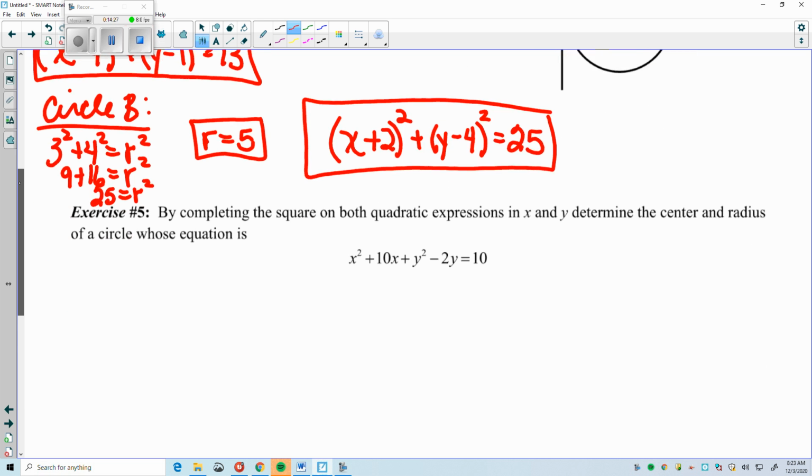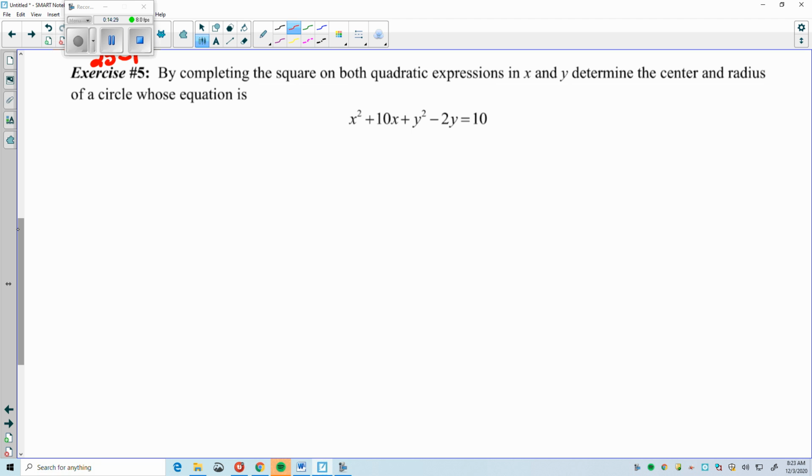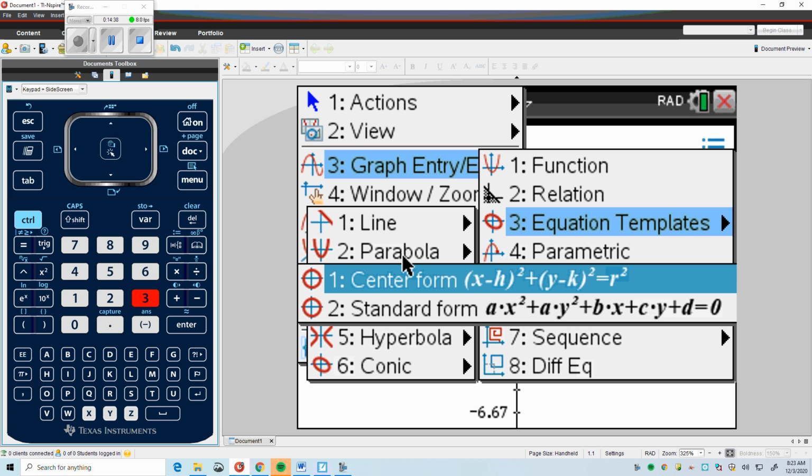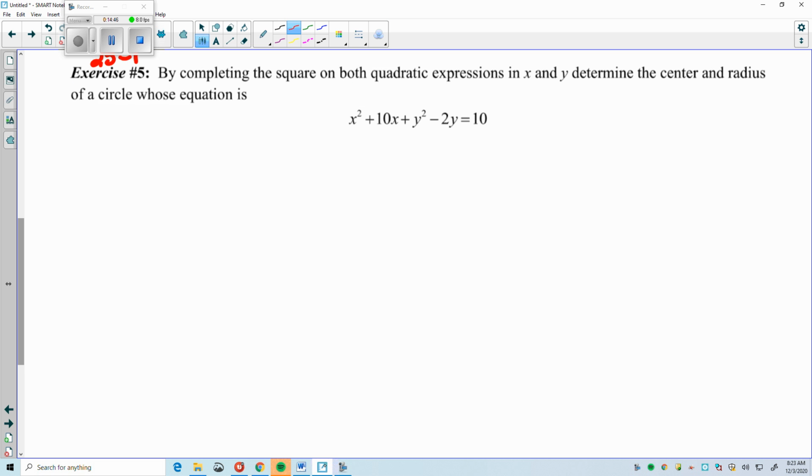And now lastly, we're going to take a look at how we can use completing the square to get our equation of a circle back into center radius form. If you remember back on the calculator, we had 2 forms. The standard form, that's what we're basically in right now, versus your center form. Center form is what we've been working with.